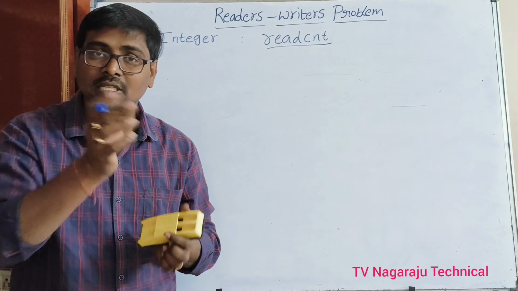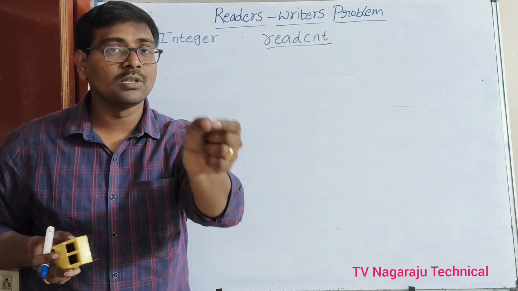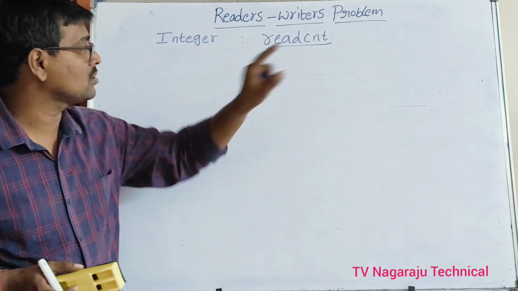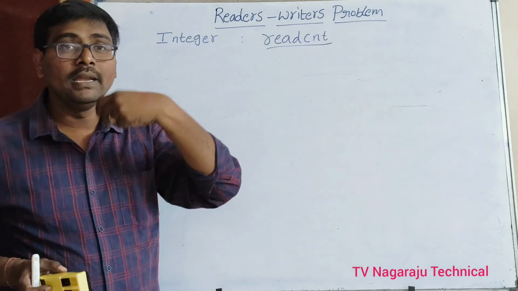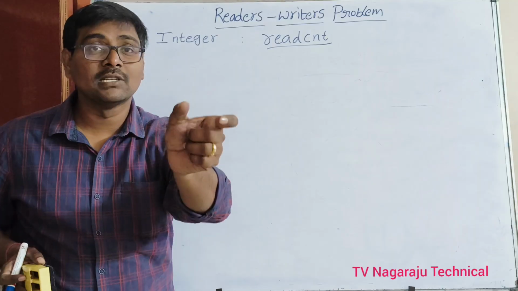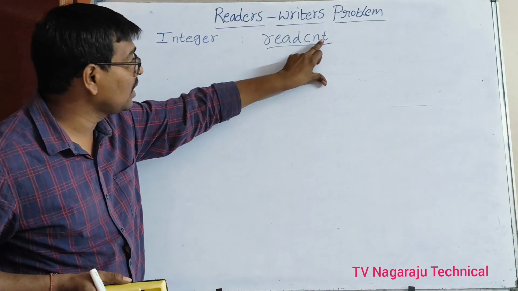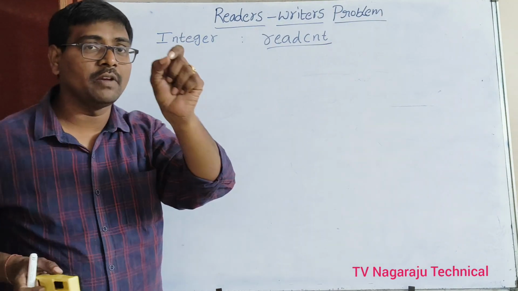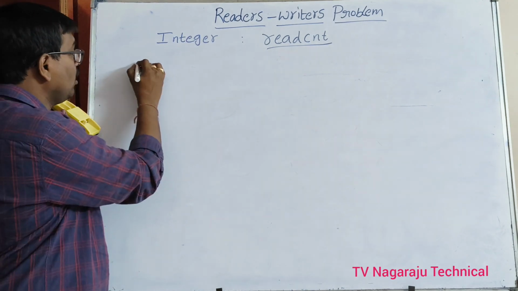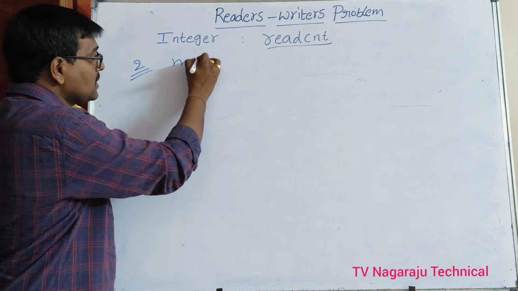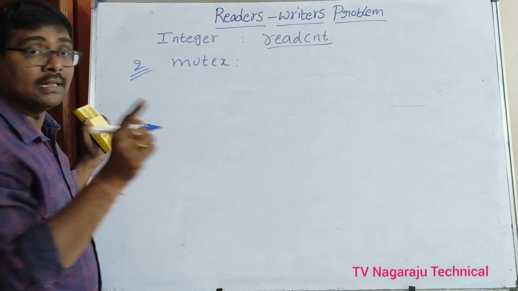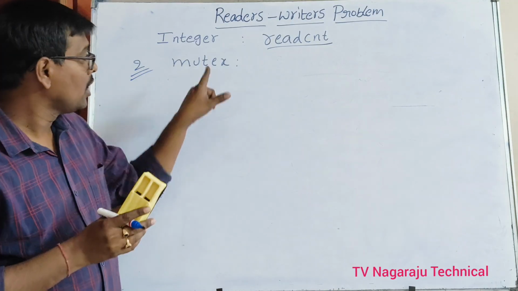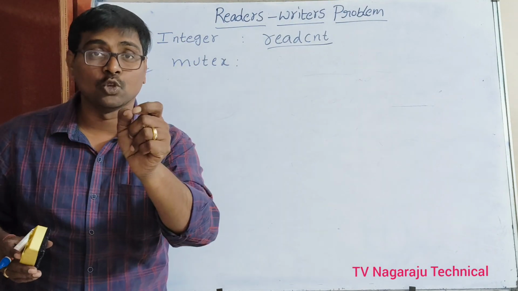What is meant by critical section? You know, the shared resource is accessed by the critical section. So right now, how many readers are accessing the shared resource? For that count, I am using one integer variable, read count, and two semaphores. One semaphore is mutex. This is a binary semaphore used for mutual exclusion.